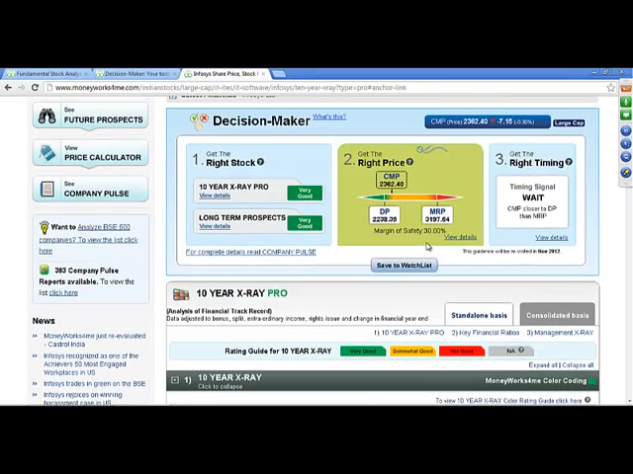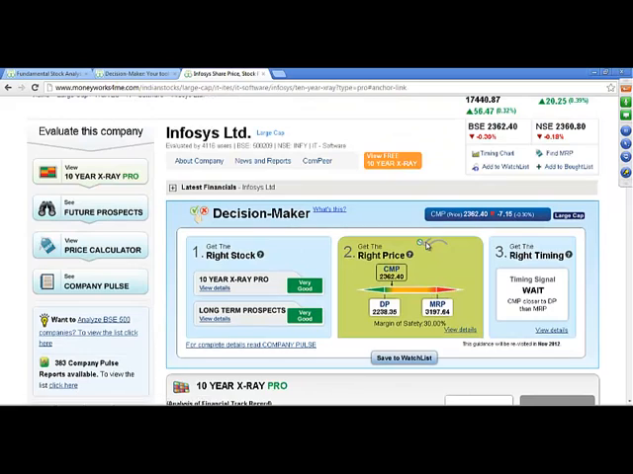Okay, so what is the 10-year X-ray? When you want to invest in a stock, it is very important to find out whether it is a fundamentally sound company. One very important criterion that you should check is how the financial performance of the company has been. We say you need to look at the financial performance over the past 10 years because over 10 years the company would have gone through an entire business cycle, so you will know how its performance has been during the good times as well as the bad times, right?